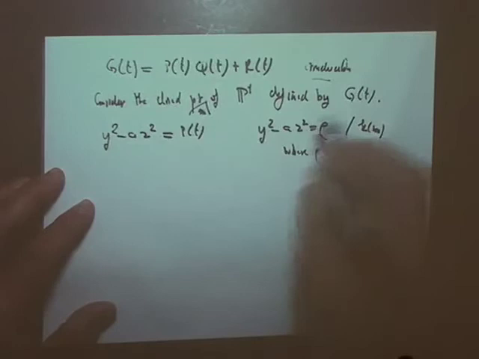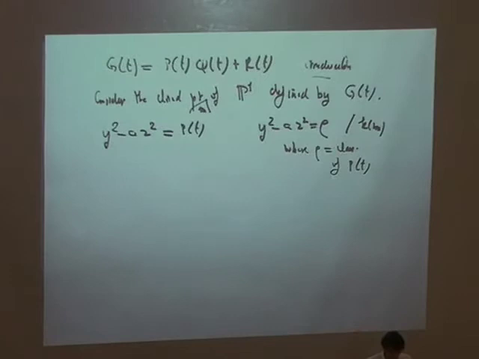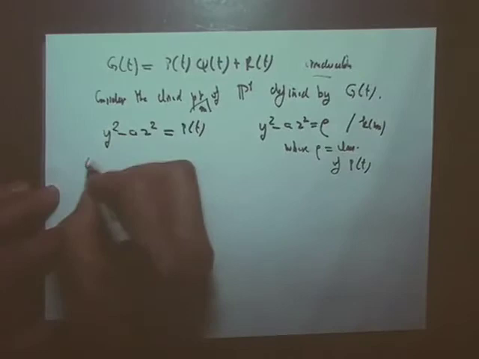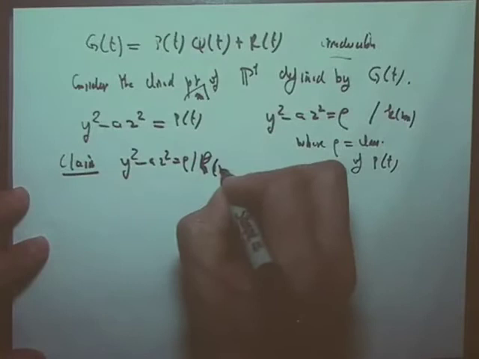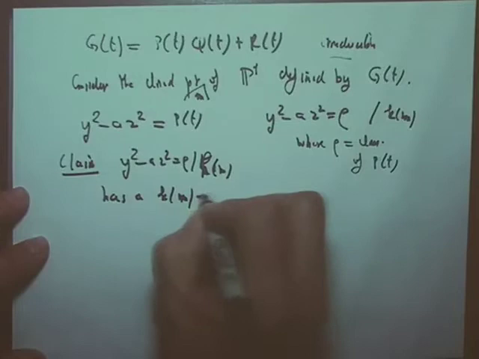And the claim is that this conic over the field K(M) has a rational point. So claim: Y square minus A Z square equals rho over K(M) has a K(M)-point. Proof.